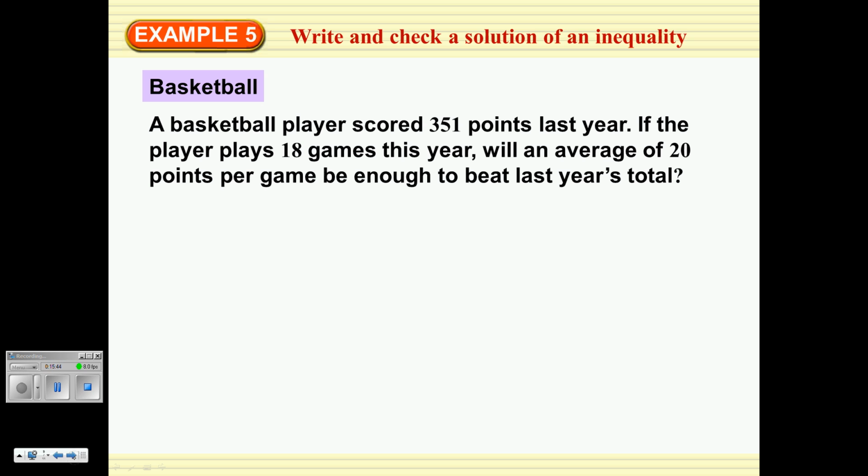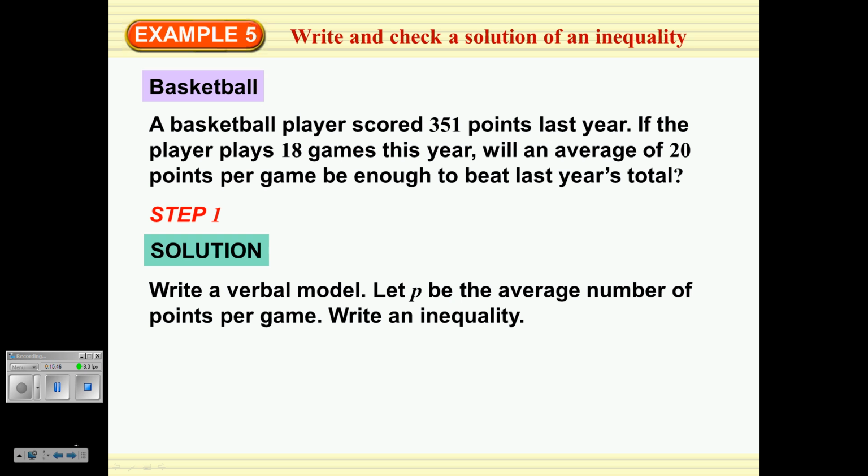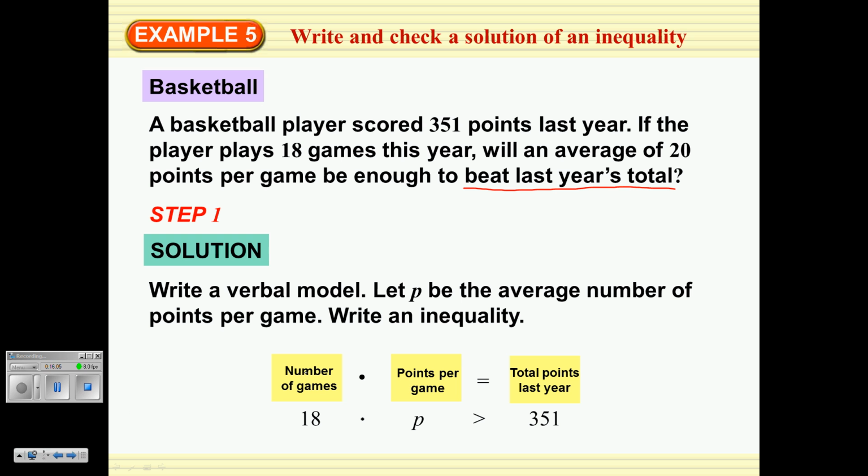All right, so let's write a verbal model first. Okay, so we know that we're going to be figuring out if we can be greater than 351. We know that we want to beat last year's total. So it's going to have to be greater than the points last year, or last year's total. Okay, so here's our verbal model. Our number of games times the points per game equals last year's points. Now we don't really want to equal, we want to at least equal or we really want to beat it. So we have to be greater than last year's total. So instead of an equal, maybe this should have a greater than sign.